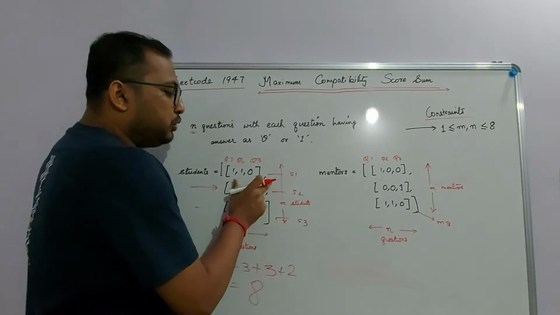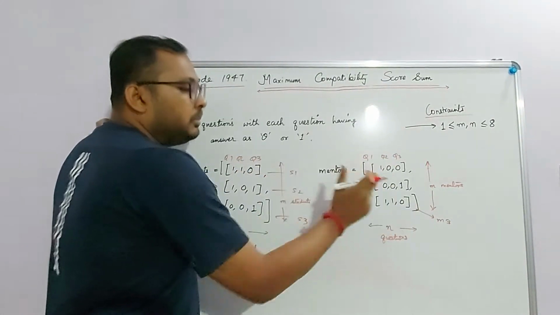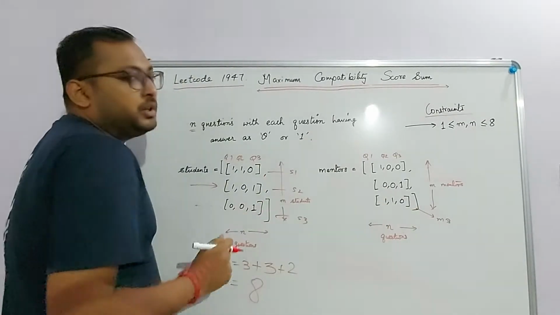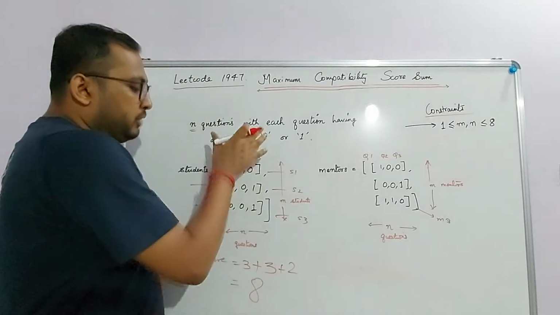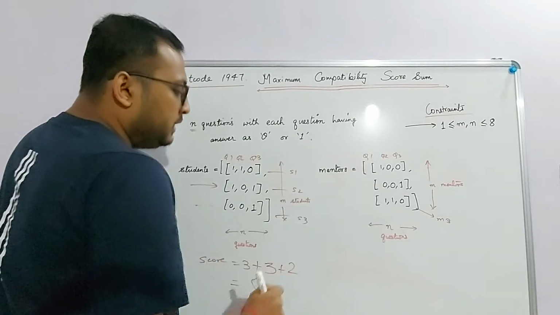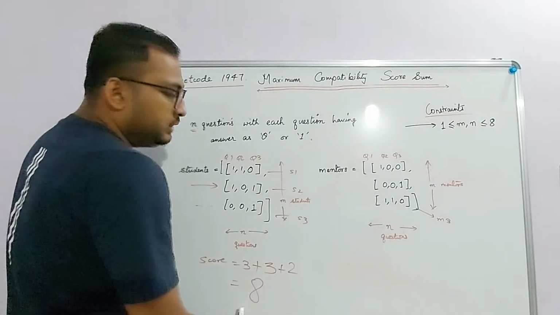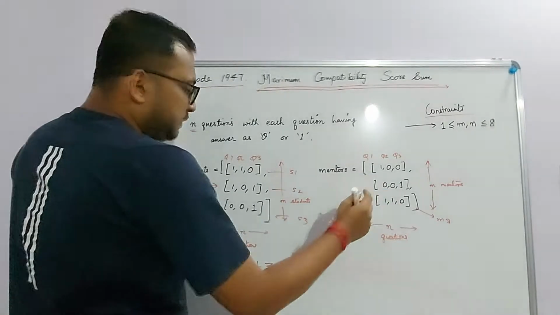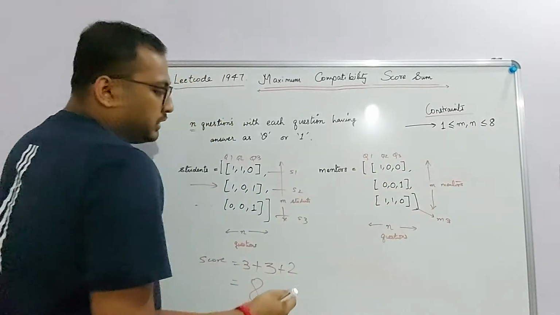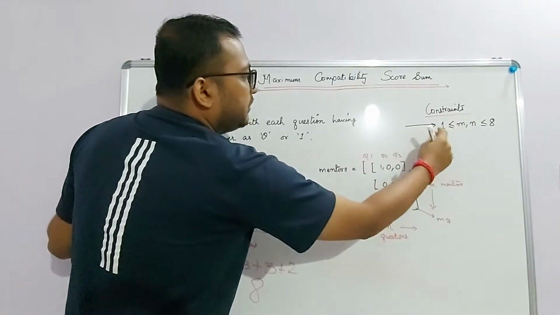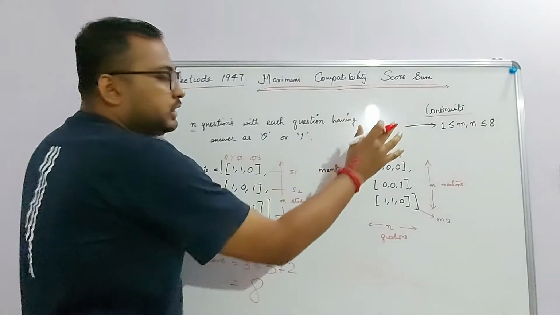Remember that each student should be assigned to one mentor only. At the same time, each mentor should be assigned to one student only, and we have to always assign all of these students. So you have to find the best possible matching such that this score is maximized. The constraints for this problem are that the number of questions is 1 to 8. At the same time, the number of mentors or students, which is m, is also 1 to 8. So those are the constraints.